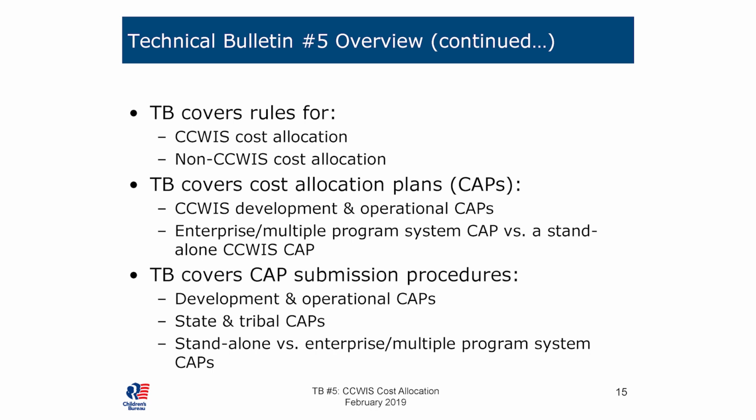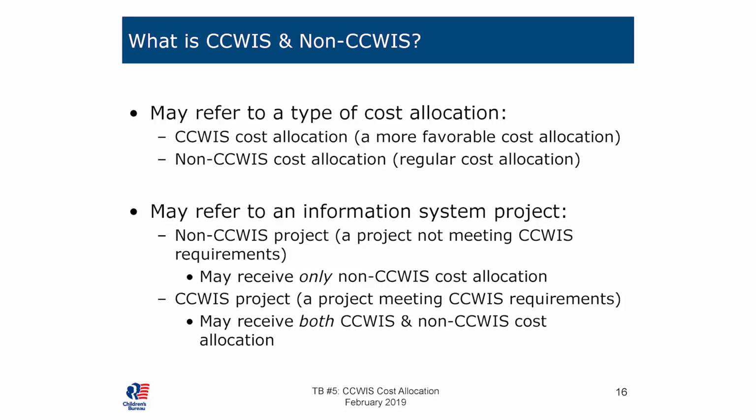Next slide, please. Having just mentioned on the previous slide CCWIS versus non-CCWIS cost allocation, we want to take a moment to clear up some possible confusion when using CCWIS and non-CCWIS because it can refer to different things. As we just mentioned, there is CCWIS cost allocation, which refers to a more favorable cost allocation called the primary program approach, and non-CCWIS cost allocation, which follows the general rule of allocating costs to benefiting programs. We will get into the differences between these two approaches on the next slide.